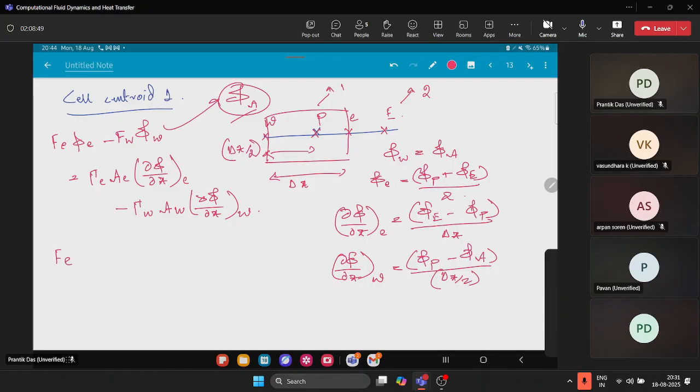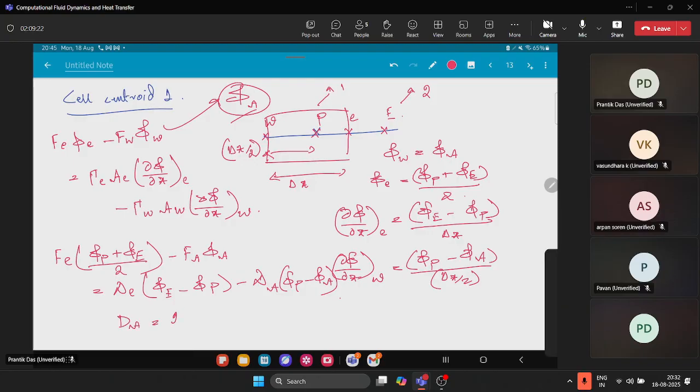Now I can write Fe multiplied by (phi P plus phi E) divided by 2, minus Fw phi A, and this is De times (phi E minus phi P) minus Da times (phi P minus phi A). Da is 2 times gamma A by delta x, whereas De is gamma A by delta x.